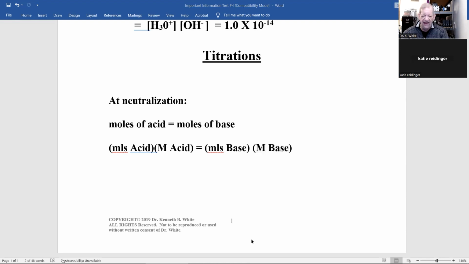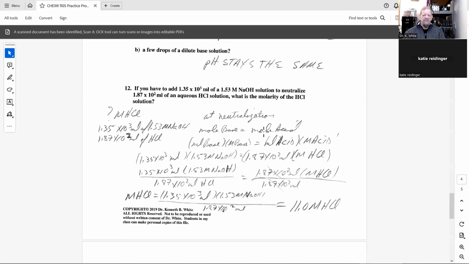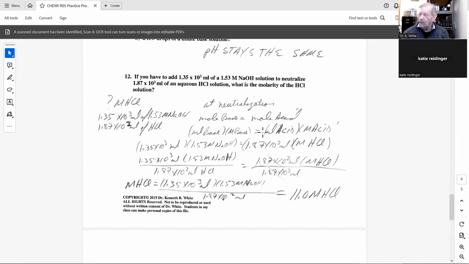All right, let's look at a titration problem. 10 points. If you have to add 1.35 times 10 to the third milliliters of a 1.53 M NaOH solution (remember, capital M means molarity) to neutralize 1.87 times 10 squared milliliters of a HCl solution, what is the molarity of the HCl solution?